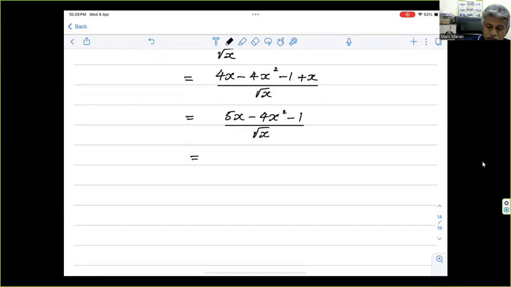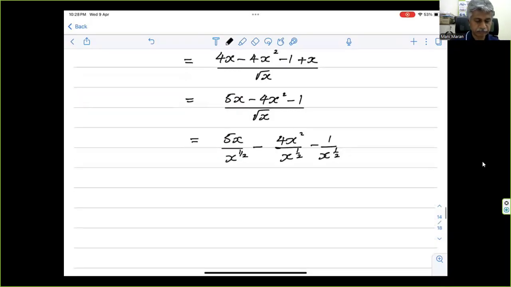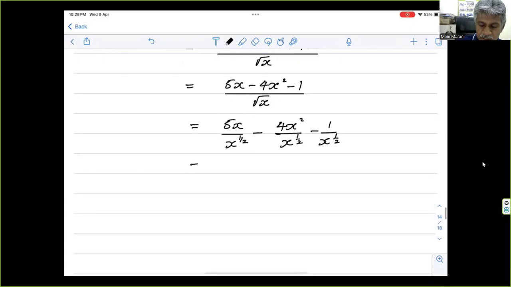Okay, so because it's divided by square root of x everywhere, each of these terms is divided by square root of x. So this will be 5x divided by square root of x. Square root of x we write as x power half, because it's much easier to differentiate. Minus 4x squared divided by x power half, minus 1 over x power half. Okay, and then the rest is all just simple mathematics.